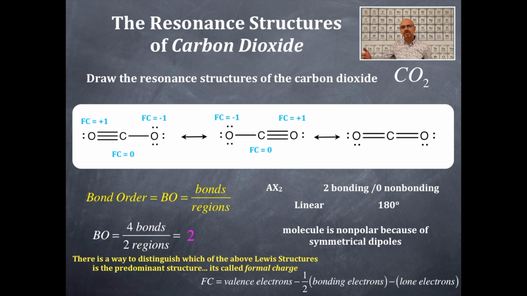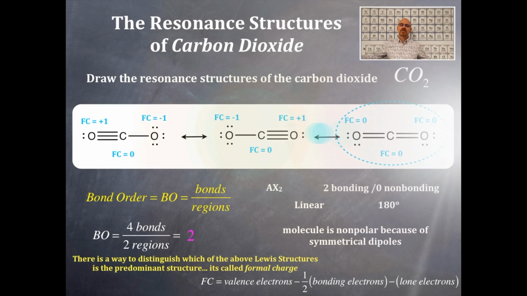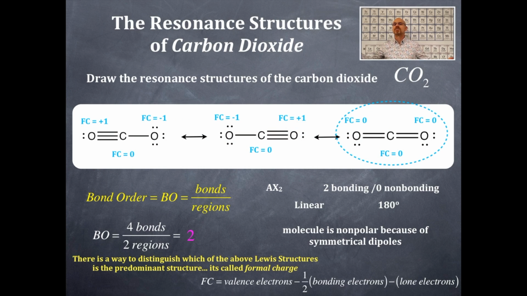Now let's take a look at this far right-hand Lewis dot structure. The formal charge of this oxygen is 0. The formal charge of the carbon in the middle is 0, and the formal charge of the right-hand oxygen is 0. So which is the predominant Lewis dot structure? And why is the carbon dioxide molecule nonpolar? Because it is symmetrical. And that's why I'm going to circle this one. It is most certainly symmetrical, and it is nonpolar, and that is the predominant Lewis dot structure.